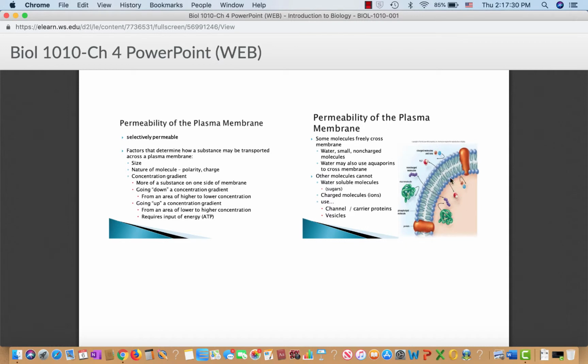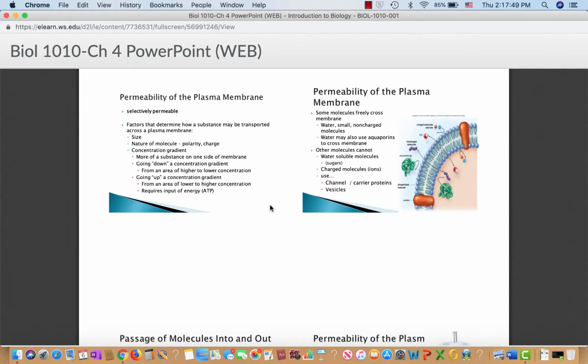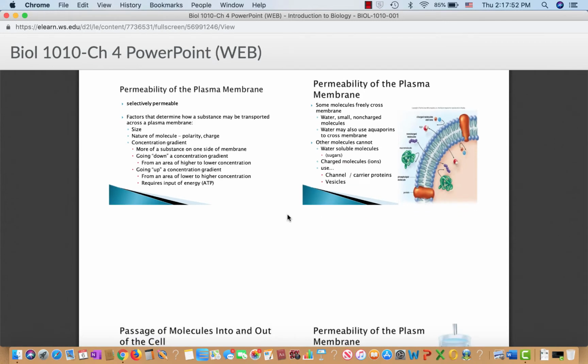Some molecules can move freely across, such as water and small non-charged molecules. Sometimes you have little things called aquaporins to allow water to cross the membrane more freely. Other molecules that cannot pass through are water soluble, such as sugar. You actually have to have a specific gate to allow sugar into the cell, and that's why your body produces insulin, because the glucose transporters on the majority of your cells are insulin dependent.